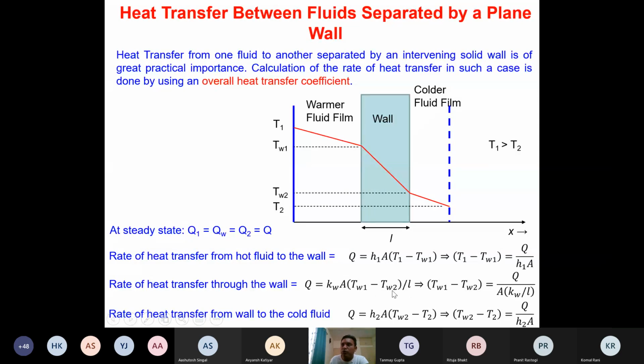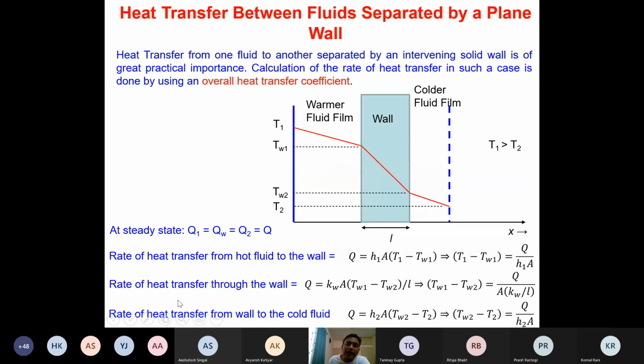So Tw1 minus Tw2, that is the delta T divided by L. That will give me a temperature gradient across this width L, and that multiplied by area into heat transfer coefficient will give me Q. I can rearrange this particular equation again to obtain the expression for Tw1 minus Tw2, and that is given as Q divided by A Kw by L.